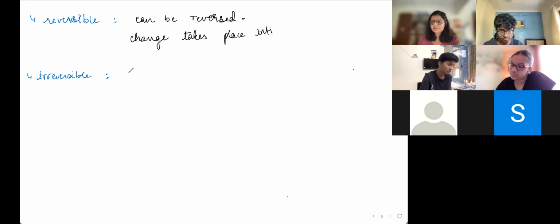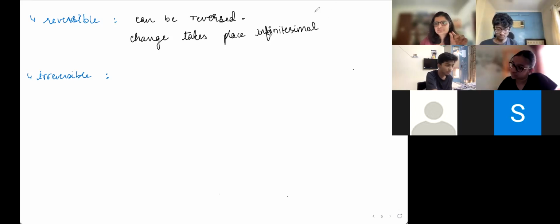Okay, so in the reversible case, change takes place infinitesimally. Infinitesimal basically means tiny, tiny, tiny, infinitely small.